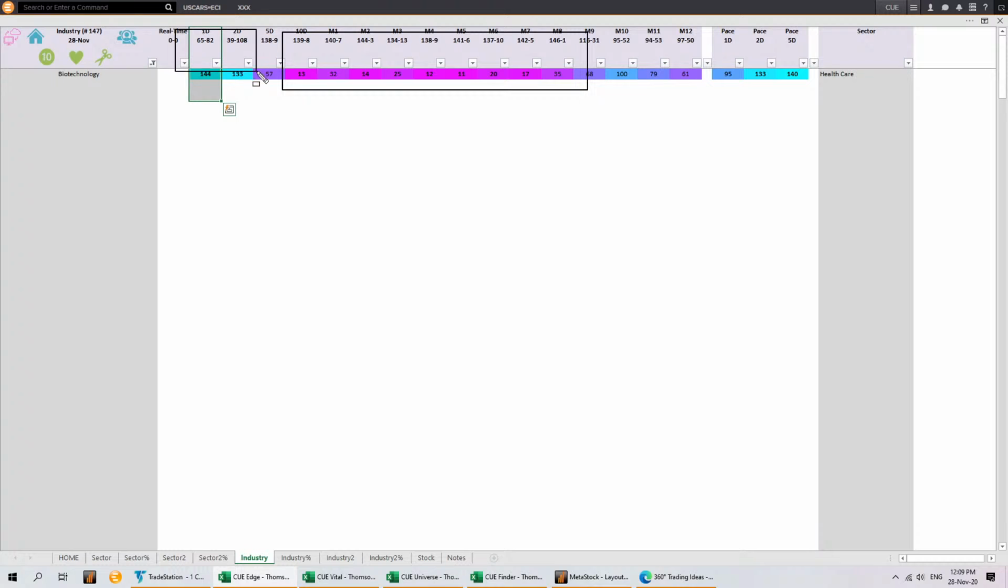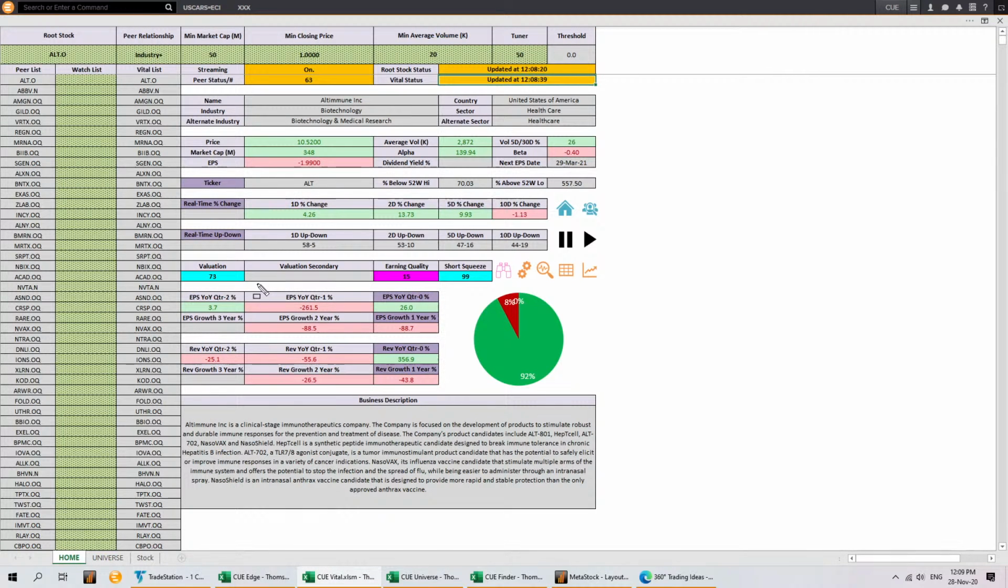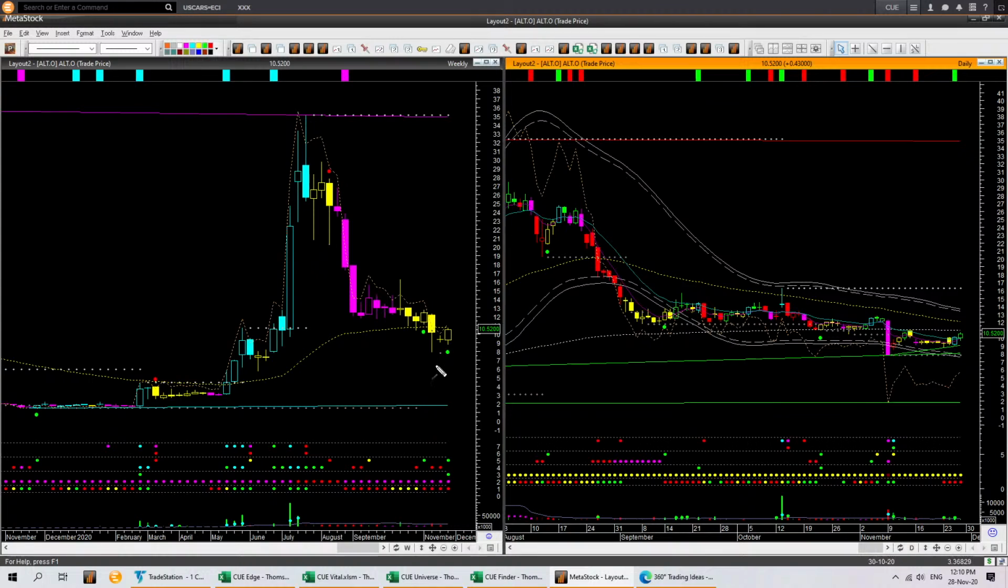This is how I am able to find turnaround candidates, and this has a triple turnaround. Turnaround in terms of industry strength, Q Edge shows that clearly. Turnaround in terms of earnings growth, Q Vital shows that clearly. And turnaround in terms of price move, the reversal candle at the very low preceded by a doji candle shows that clearly. So this has a triple turnaround.